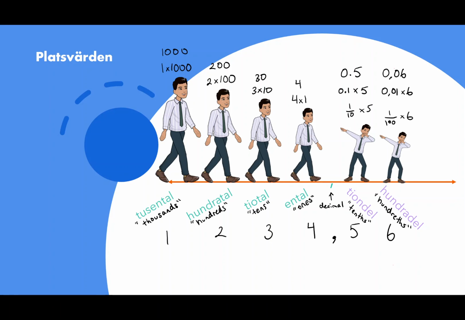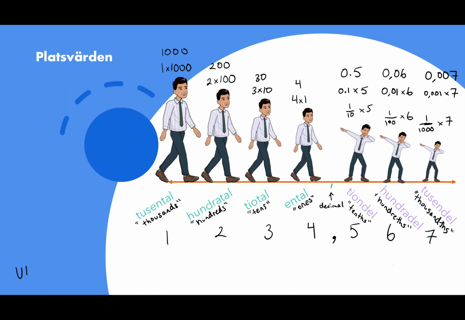Now to the right of that, we have our tusendel, which is our thousandths. And let's place a 7 there. Now we have 7 thousandths, or tusendel. So a thousandth can be written like this. And we have 7 of them. That's the same as writing this times 7, which is 7 thousandths, or 0.007. So these are our place values, or platsvärden.